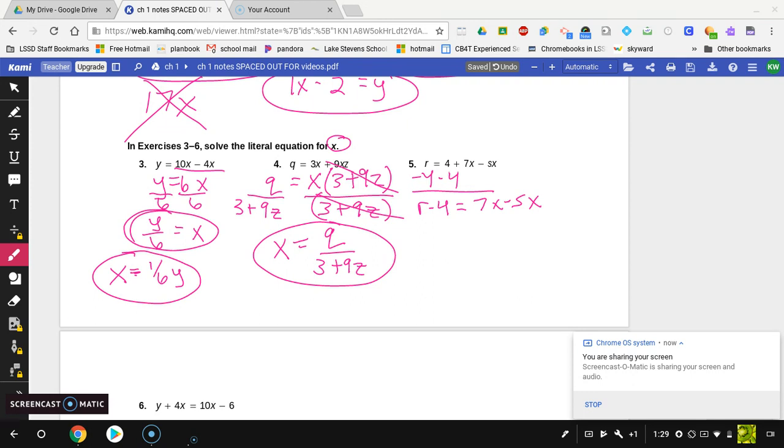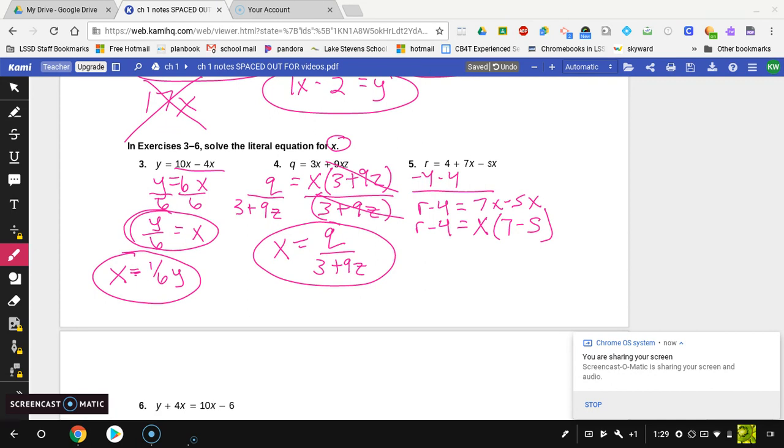So what do 7x minus sx have in common? They both have an x. So let's factor an x out. When I factor an x out of 7x, I'm left with 7. When I factor an x out of sx, I'm left with an s, and be careful, that's an s, not a 5. That's why I don't always like using s's as variables. It looked like a 5, so we want to be really careful with that.